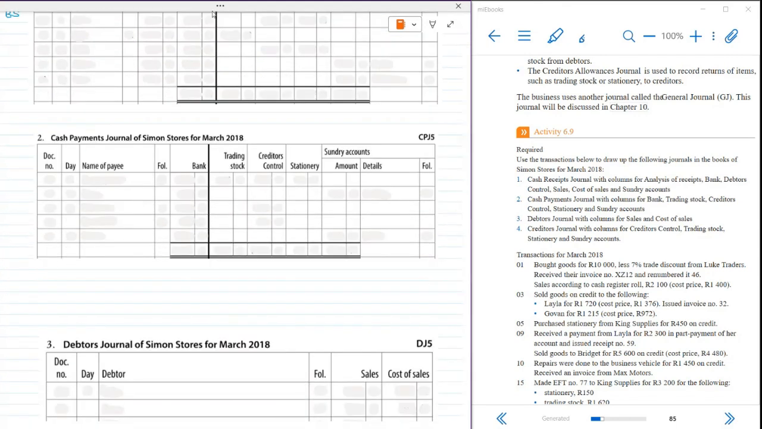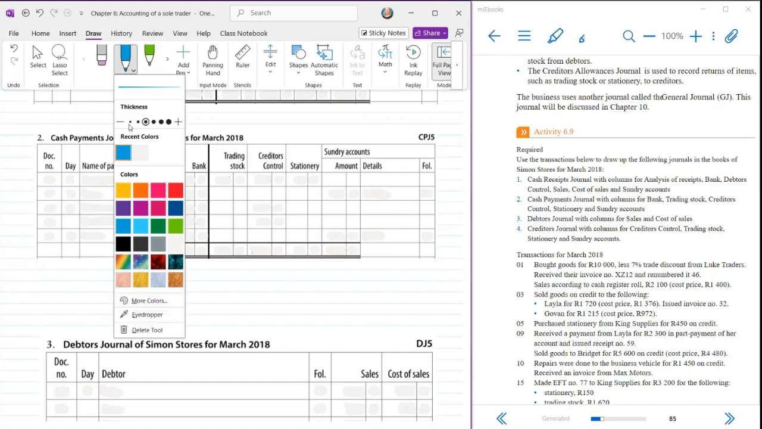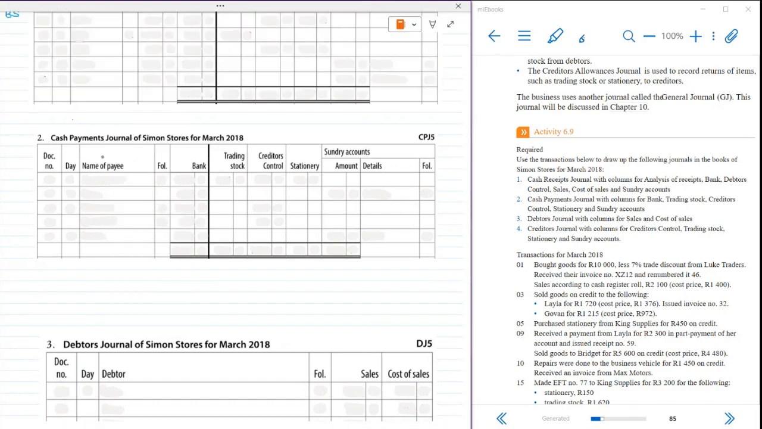Moving to my CPJ. So this is my cash payment journal. Okay. So when we make payments, our bank balance will decrease, meaning I need to credit my bank. Okay, because the only way an asset can decrease is if we credit it. So my bank column will credit.